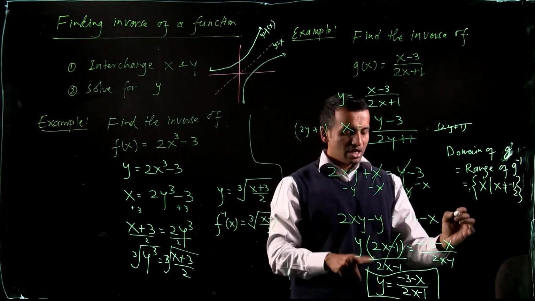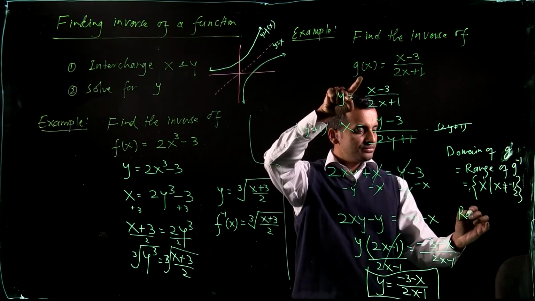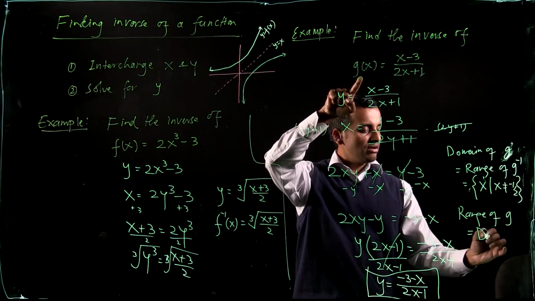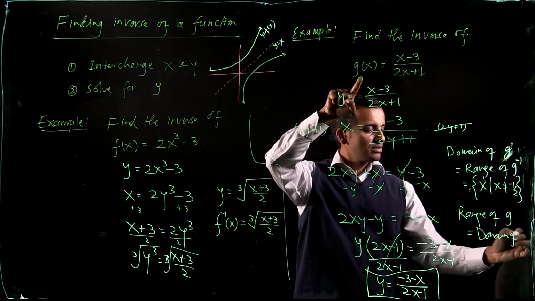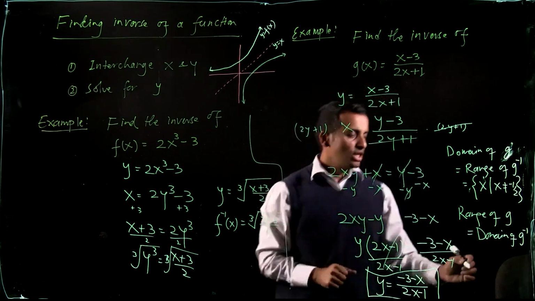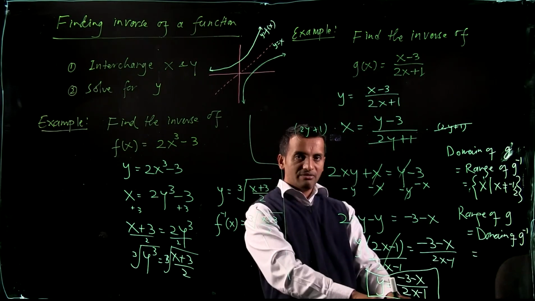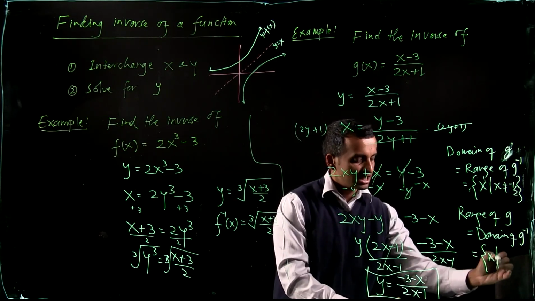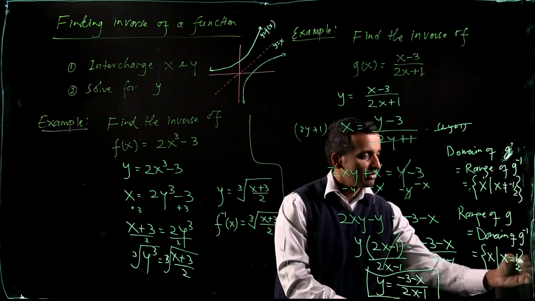How about the other thing? So the range of g is equal to the domain of g inverse. So what is the domain of g inverse? That's the g inverse, right? So the domain of g inverse is all real numbers except x equals 1/2.